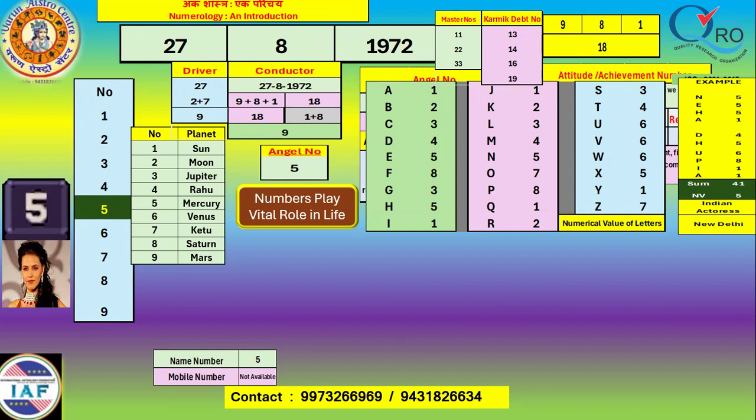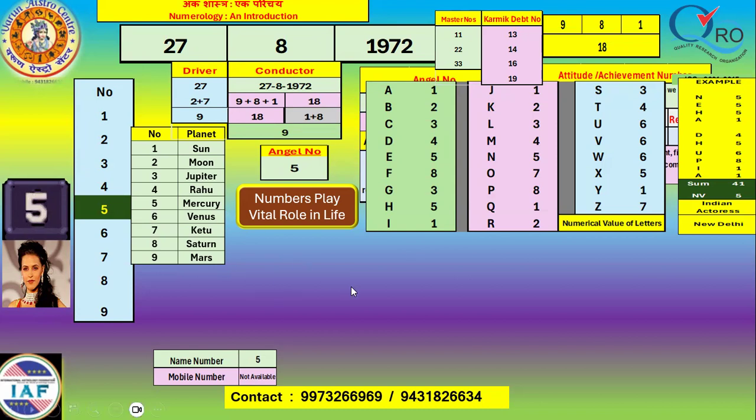And this has been done here as an example with the chart which relates to Neha Dhupia, famous Indian actress. She hails from New Delhi. So Neha Dhupia, her date of birth is 27th August 1972. Angel number is 5 and name number is also 5, which balances the number. Her first name also starts from 5, N. This is also good for Neha Dhupia.